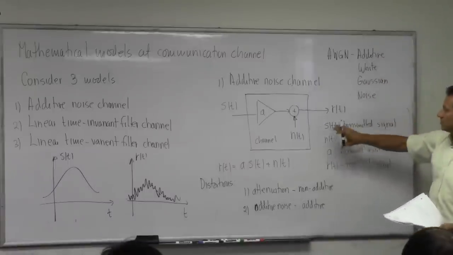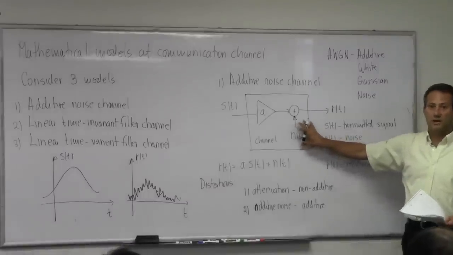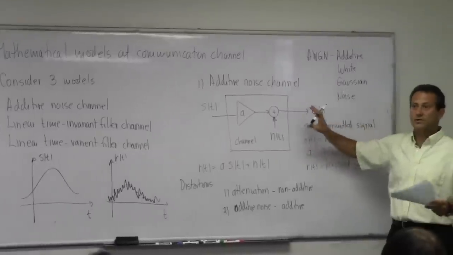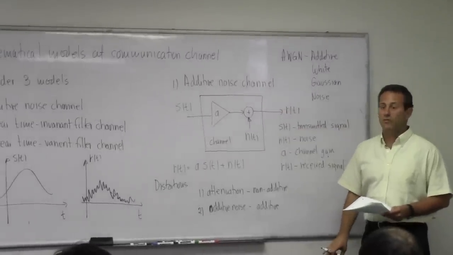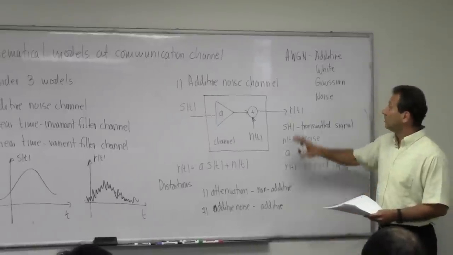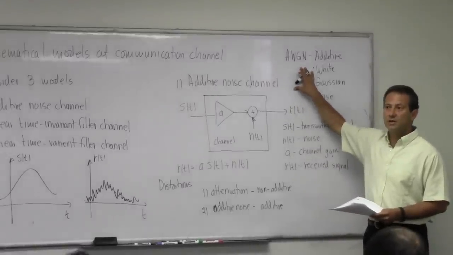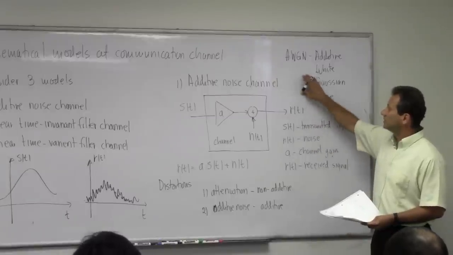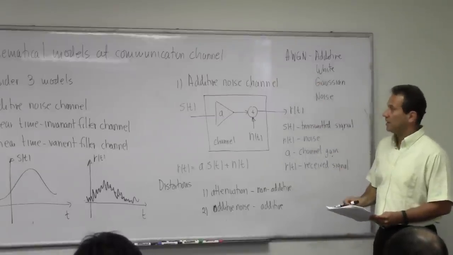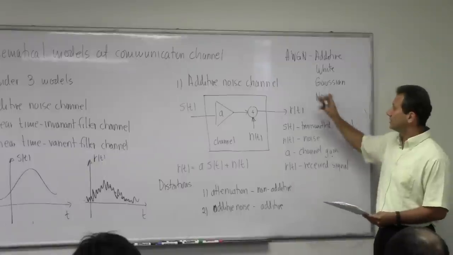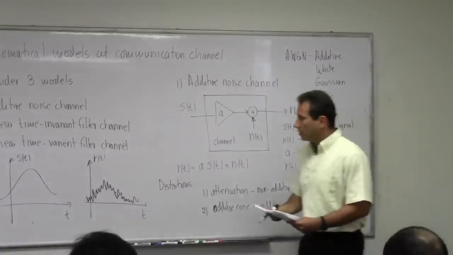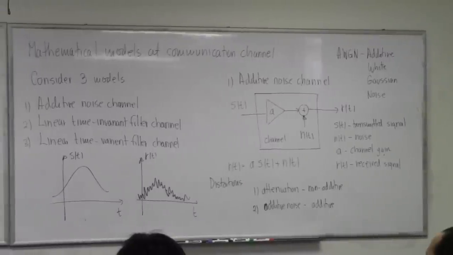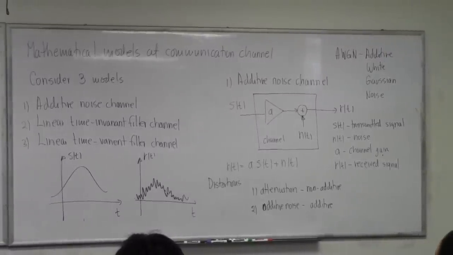And AWGN is a special version of this channel, and that's the one that we almost all the time consider first when we benchmark the performance of a given communication system. We're going to spend the most time working in this channel because we're at the beginning, right? So we're going to try to understand what this channel does to our signal and how we can send signals through this type of channel. Okay, so the next type of channel is what we call the linear time invariant filter channel.